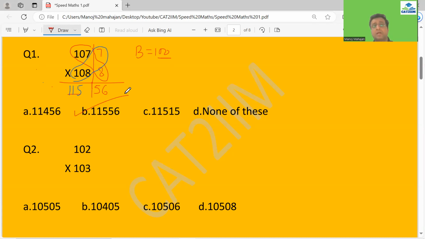Now remember the trick I've done over here with the basic approach also, so that you understand better. We are actually using the friendly number 100 to make the calculation simple. So can I break it like this: 100 plus 7 into 100 plus 8? What do I get? 100 square plus 7 into 100 plus 8 into 100, which would give me 15 into 100, plus 7 into 8, 56.